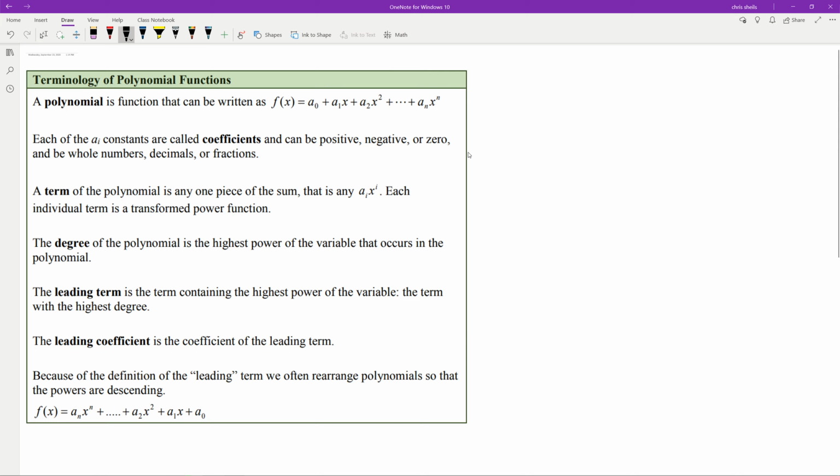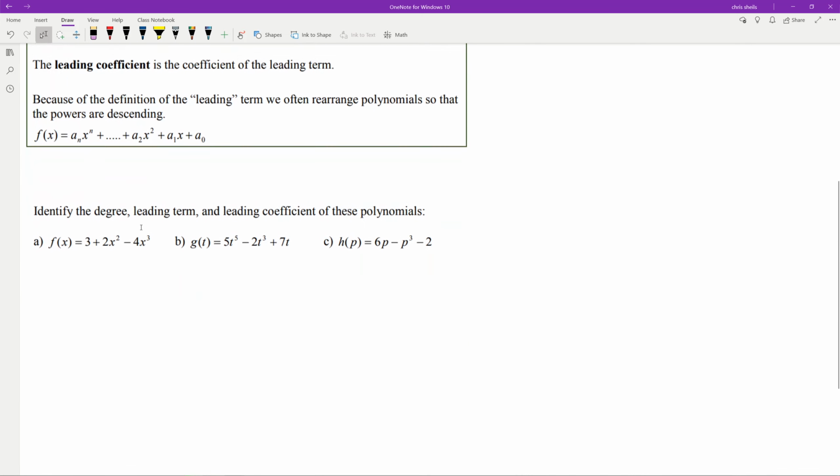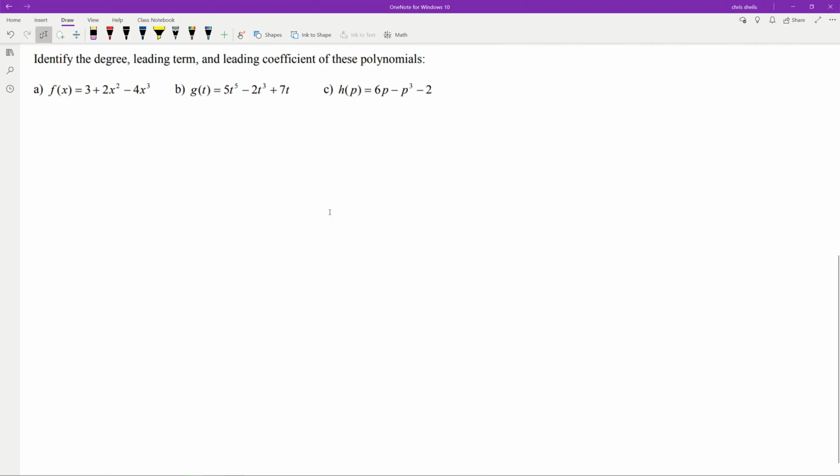Because of the definition of the leading term, we often rearrange polynomials so that the powers are descending, so that I have the highest power first, followed by the second highest power, etc. Not every polynomial that you see will be given to you like that, but that's how we prefer to order them if possible. So let's look at some examples. Let's identify the degree, leading term, and leading coefficient of each of these polynomials, starting with A.